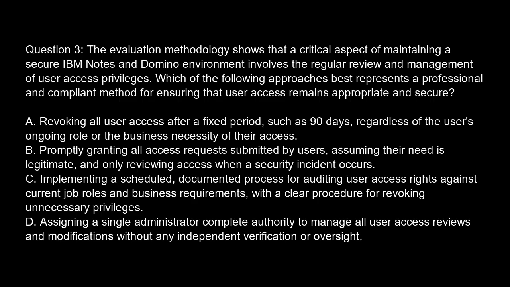Option B. Promptly granting all access requests submitted by users, assuming their need is legitimate, and only reviewing access when a security incident occurs. Option C. Implementing a scheduled, documented process for auditing user access rights against current job roles and business requirements, with a clear procedure for revoking unnecessary privileges. Option D. Assigning a single administrator complete authority to manage all user access reviews and modifications without any independent verification or oversight.